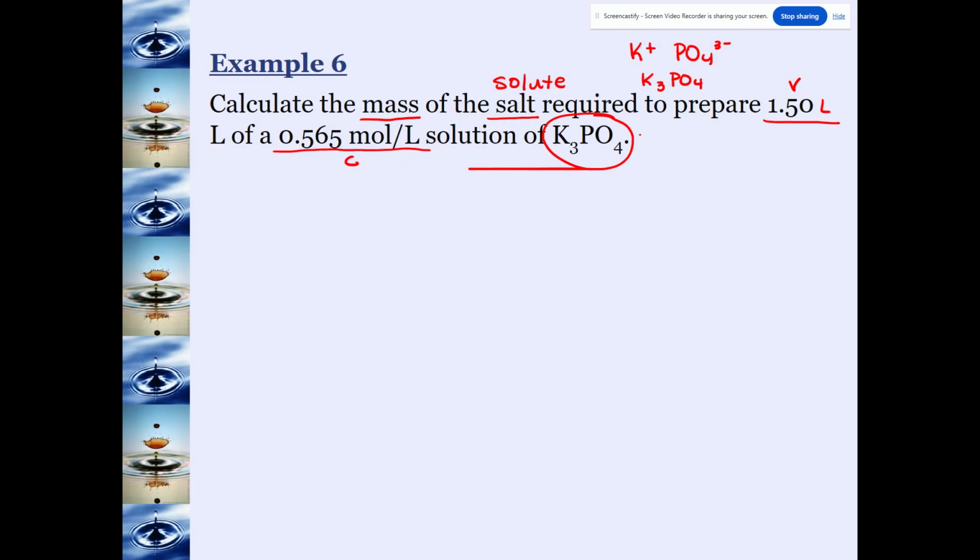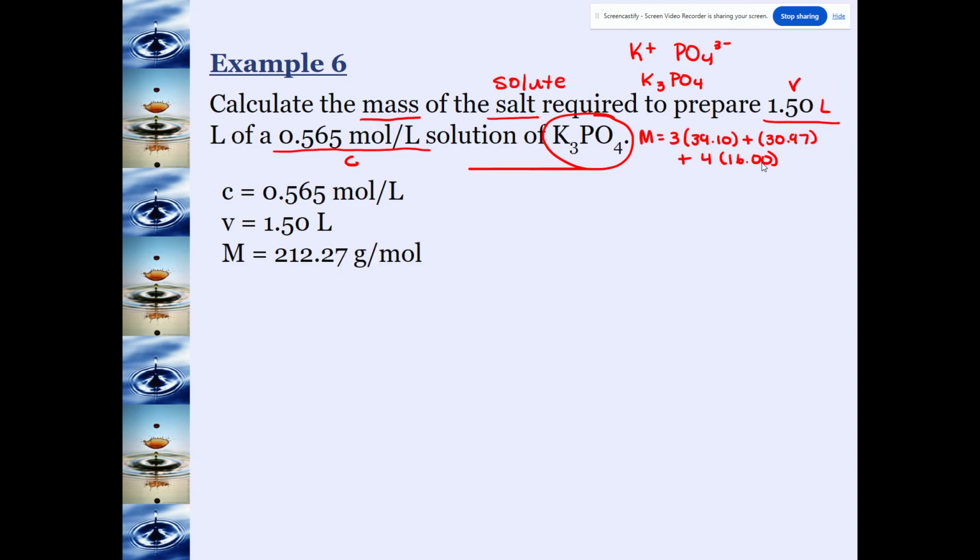So for finding my molar mass, I have 3 potassiums, 39.10, plus 1 phosphorus, which is 30.97, plus 4 oxygens, which are 16.00. Okay? So if I list my variables, again, my concentration, my C, is 0.565 moles per liter, my V is 1.50 liters, and my molar mass, when you calculate that, is 212.27. So now, how am I going to find mass? My mass is going to come from moles times molar mass. I have the molar mass, but I don't have the moles.